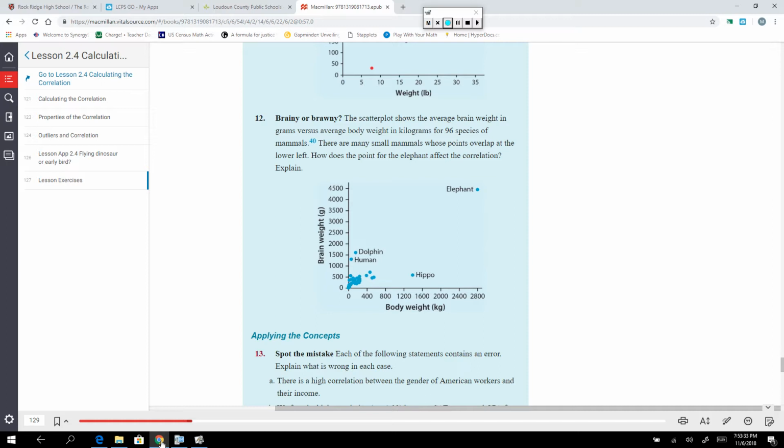So imagine the elephant dot wasn't there. Think about all the data points down here. Think about how associated they are. And then imagine the elephant popped up right there. What does that do to the correlation? Does it strengthen it? Does it weaken it? Does it flip its direction like it did with Kenya Airways?